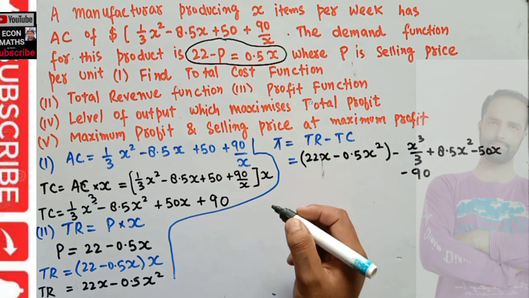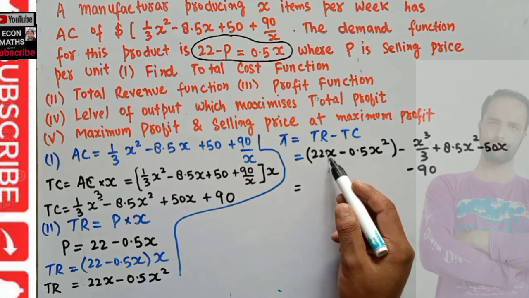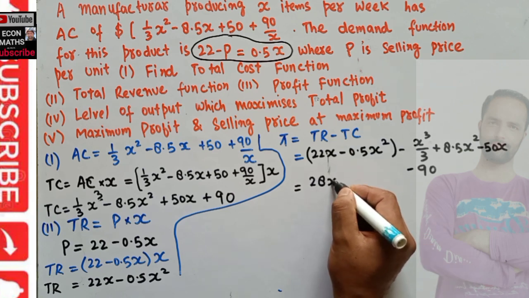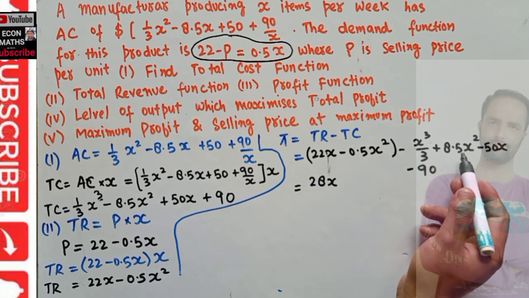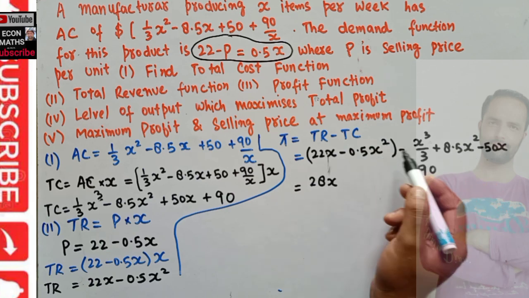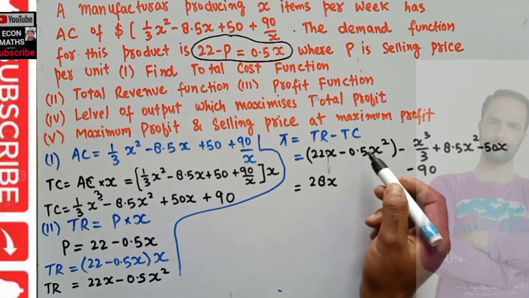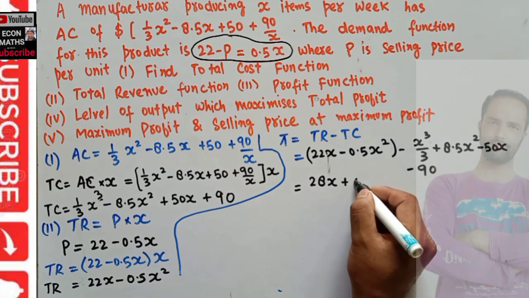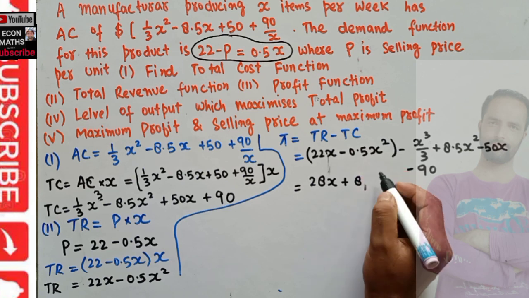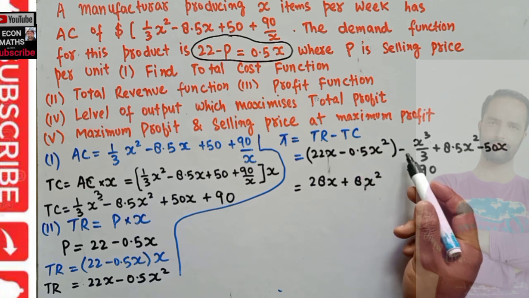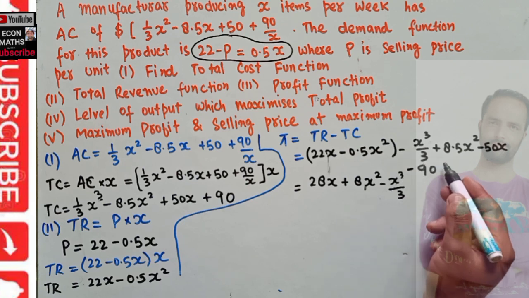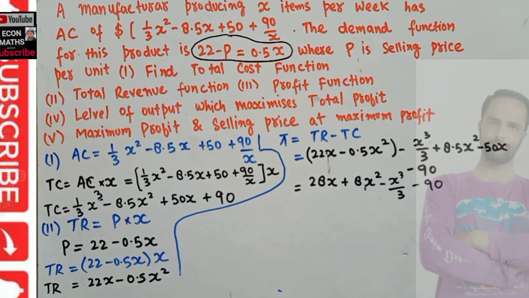Solving, this will become 22x minus 50x, this comes out to be minus 28x. Then minus 0.5x square plus 8.5x square. When we subtract 0.5 from this 8.5, we will get only plus 8x square. Then we have minus x cube upon 3, then we have minus 90. This will be our profit function. So this is our profit function.